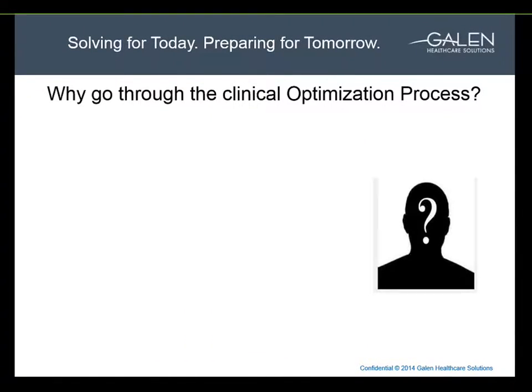Now I'd like to get into why we want to go through the clinical optimization process. A few reasons include physician or end user dissatisfaction with the EHR as well as with other clinical and or non-clinical processes. In addition to EHR optimization, there are many areas within a clinic or office that can be evaluated, reviewed, and new policies or procedures put into effect to make those areas more efficient for both staff and patients. We'll go over some of those areas shortly.